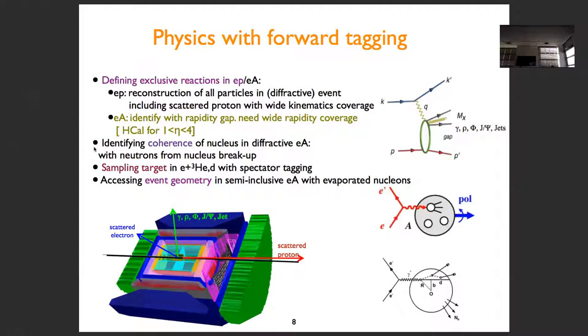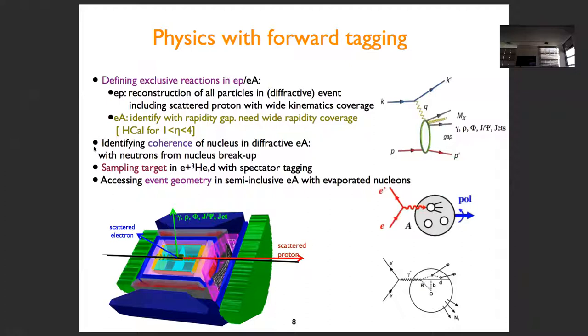Another item, related to this one, is identifying the coherency of the eA collisions. You try to look at the incoherent process, so you want to measure the breakup. And if you don't see anything in the detector, that is basically the coherent case.